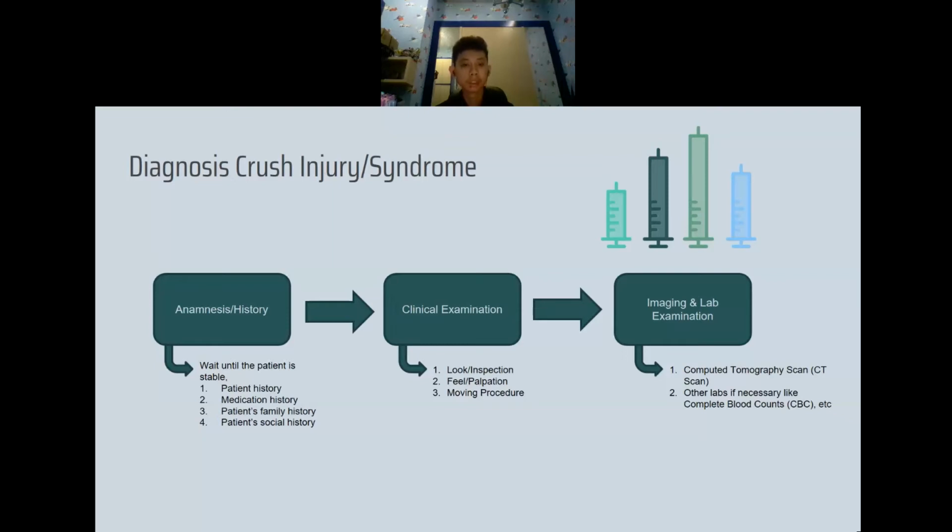This begins with an inspection or look to assess whether there is a deformity, discoloration, swelling, changes in skin integrity, and spasticity in the area affected by the crush injury. Next step is palpation or feel to assess whether there is tenderness or not. And the last step is the move procedure. The patient with fracture usually makes a grating sound or has false movement. Further examination or investigation can be performed by using imaging and laboratory tests to confirm clinical diagnosis.